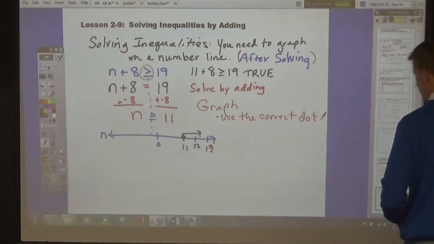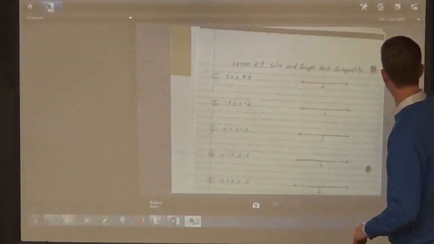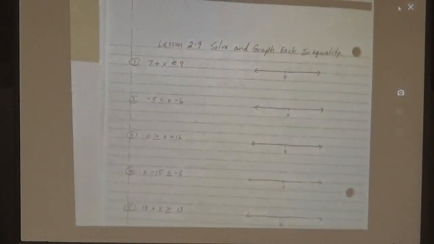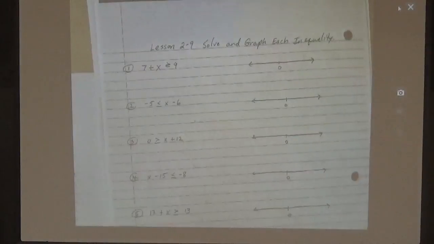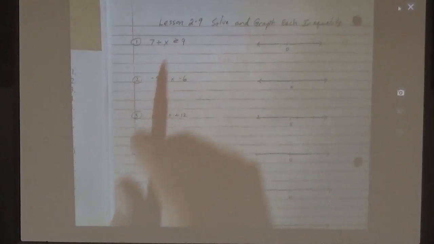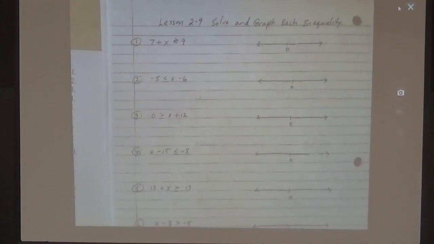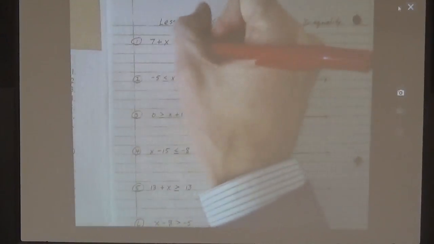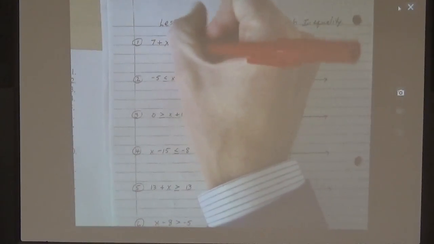Go to your worksheet. Look at the first one. Number 1. How do we solve this one? What's the first thing you should do when solving? Step 1. What do we do? Krista? It already is an addition problem. 7 plus x equals 9. Add -7. Alright, before you even do that, draw a line to separate the sides.